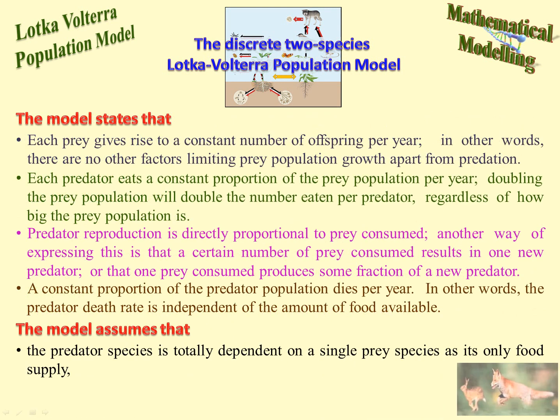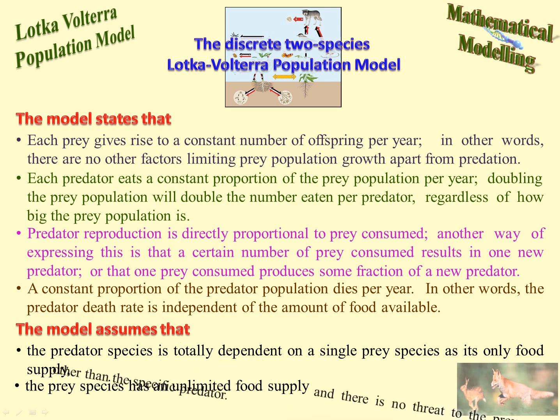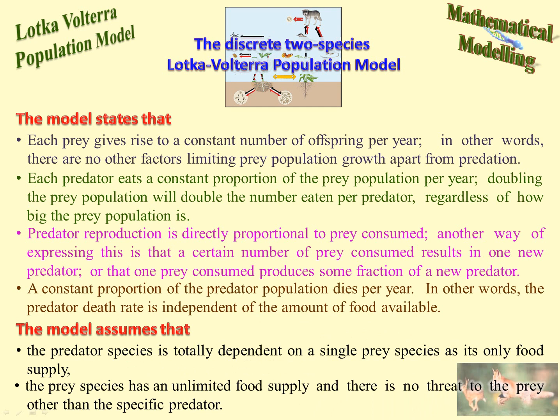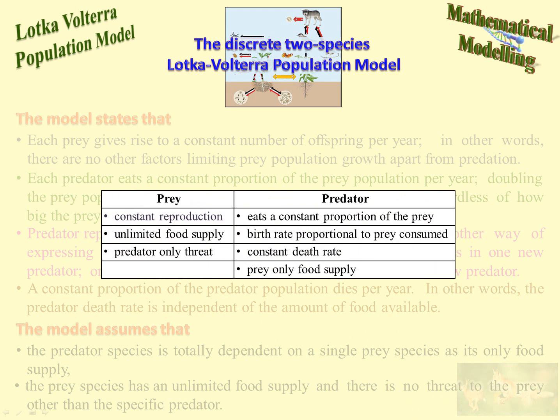It also assumes that the predator species is totally dependent on the single prey species as its only food supply. Only a single prey species. The prey species has an unlimited food supply, and there's no threat to the prey other than the specific predator. And there's a summary of the conditions. Prey: constant reproduction, unlimited food supply, predator only threat. Predator eats a constant proportion of the prey, birth rate proportional to the prey consumed, constant death rate, and the prey is the only food supply.